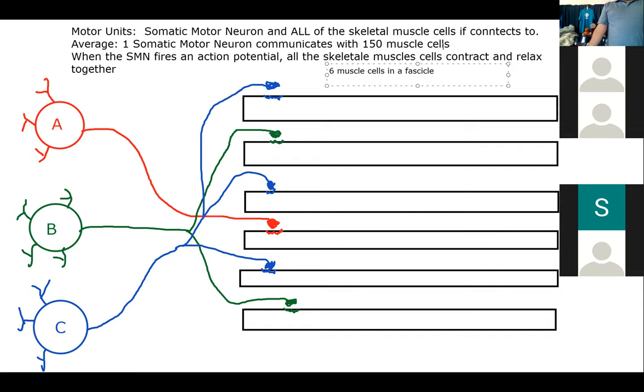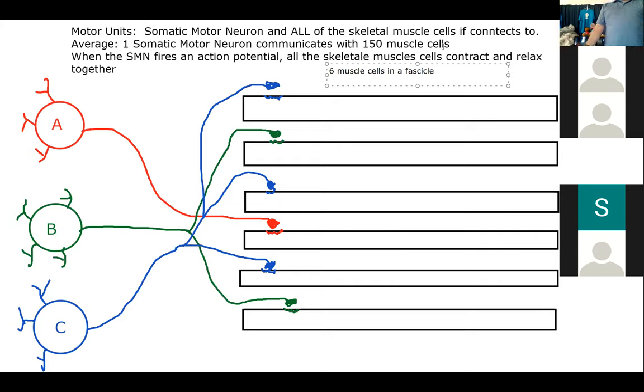A, I would use A, exactly. A is the one that I would use to lift it. If I needed to lift two pens, which motor unit would I use then? B, exactly. If I wanted to lift three pens, what would I do? C. Is there anything else I could do to lift three pens? A and B. A and B together, exactly.